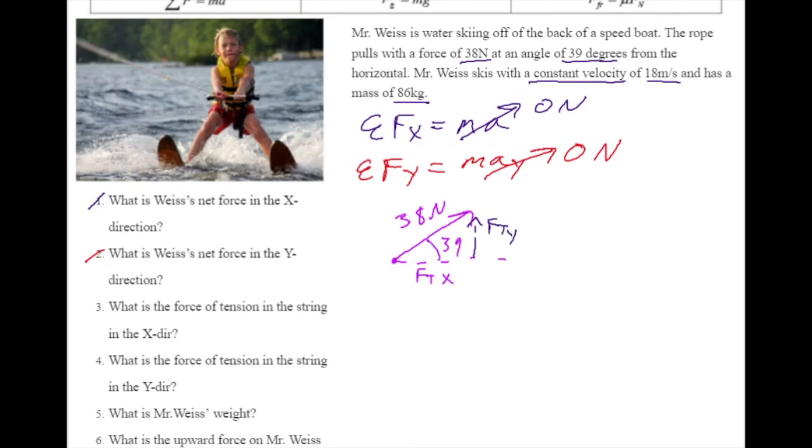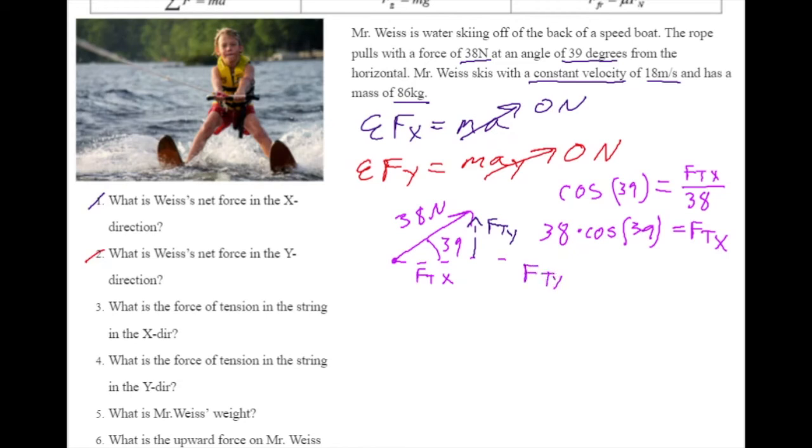In order to solve for force tension in the x direction, we notice that this is the adjacent side, so we're going to need cosine. So cosine of 39 degrees is equal to adjacent, force tension in the x, over hypotenuse, 38 newtons. Multiply 38 over, and we get 38 times cosine of 39 is equal to force tension x. Plug this into our calculator and solve, and we find out that force tension in the x direction should just be equal to 29.53 newtons.